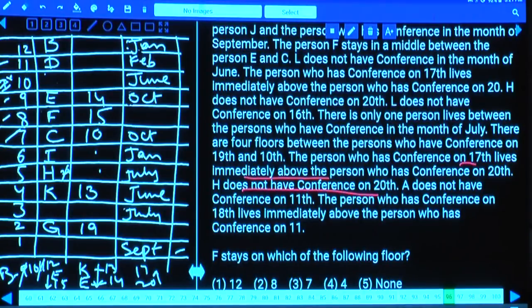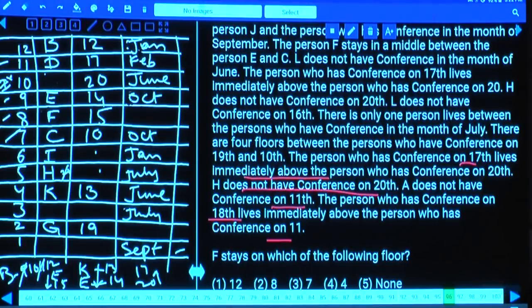Then tell me what is the place of B? Whether we can fix this B or not. The date and the floor number is same for this B. As this is 12, 17th and 20th will be finalized. As 17th and 20th were finalized, the person has a conference on 18th. A does not have the conference on 11th. As A is not 11th, the person who has a conference on 18th lives immediately above 11.